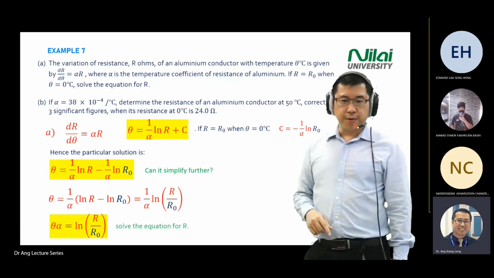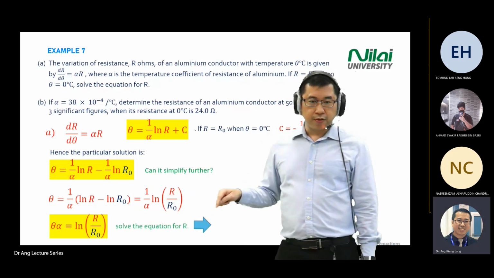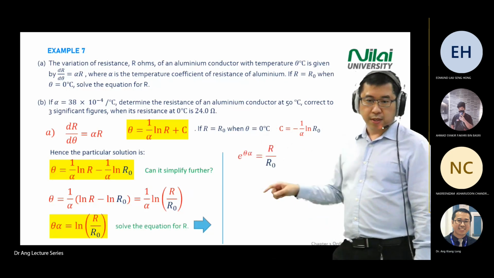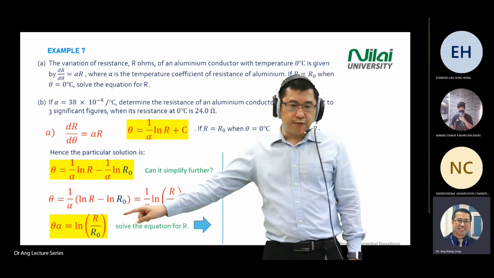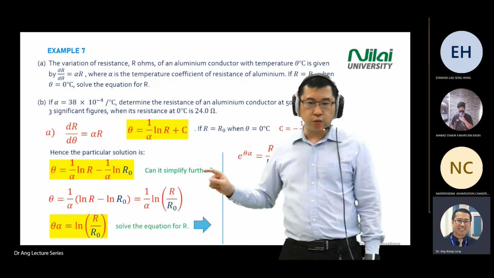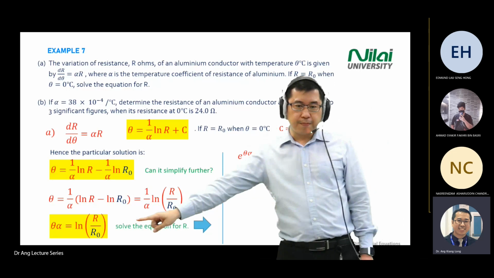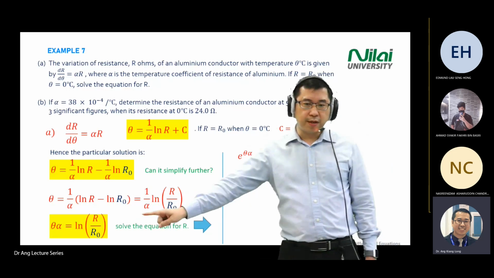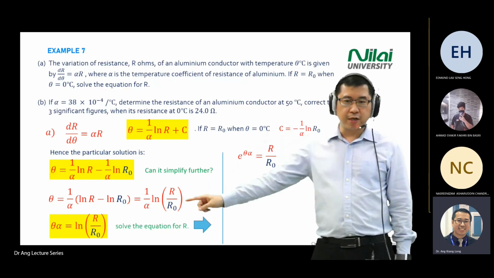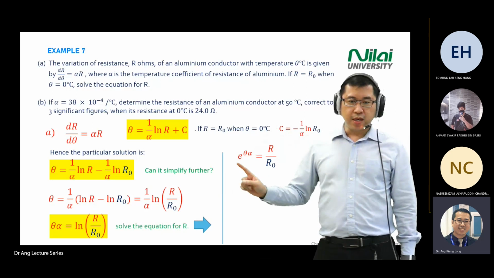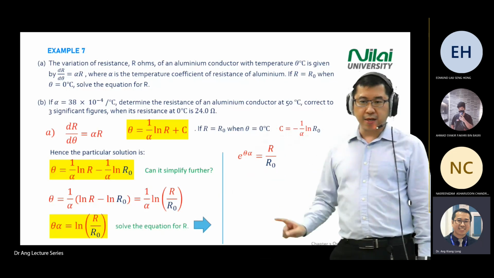For B, let's solve for B. So here, again, you can change the ln equation. Theta alpha equals ln R divided by R0. You can change it to E-something form. So for example, you compare this one and this one. This one is the ln chapter. You transfer ln into E power something. If you remove the ln, it will convert to E to the power theta alpha equals R divided by R naught, or R0.